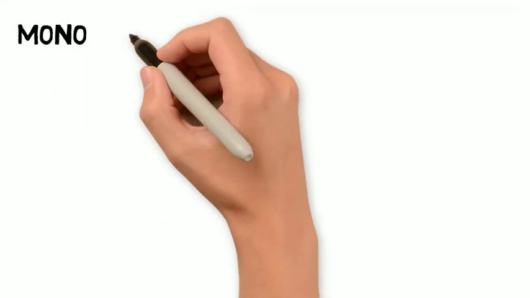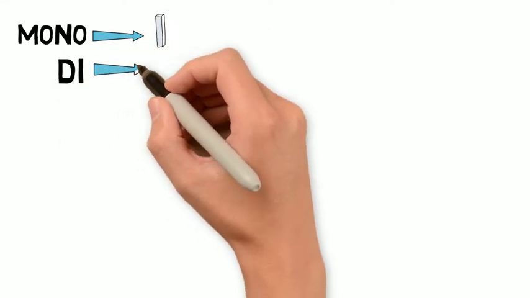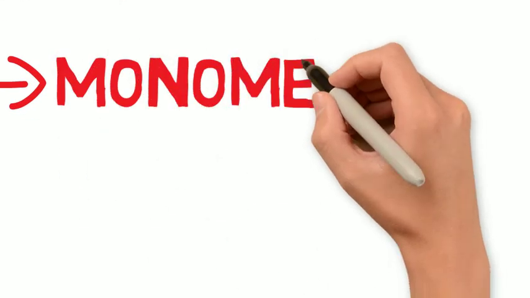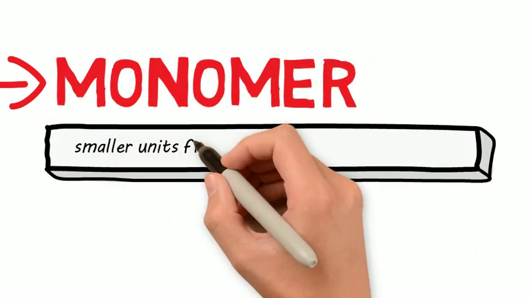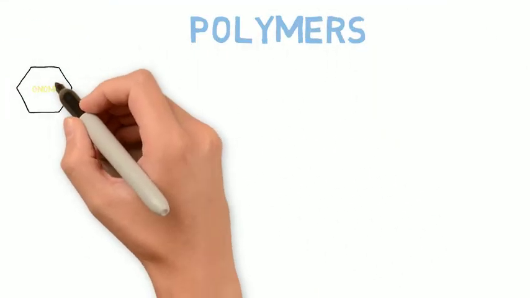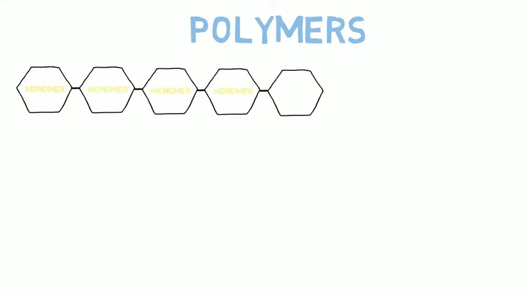Let's start by reminding ourselves that mono means one and di is the prefix for two. Monomers are just smaller units from which larger molecules are made, so they're just single units. These larger molecules that monomers make up are called polymers. A polymer is a long chain made from many repeating monomer units.